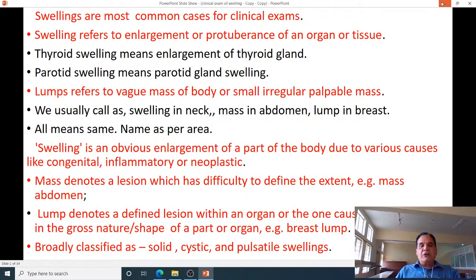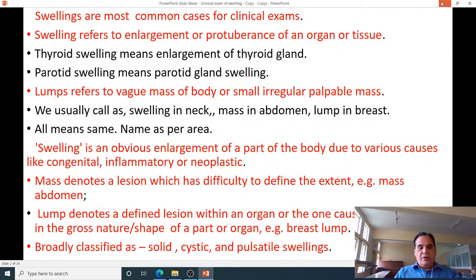Swelling refers to enlargement or protuberance of an organ or tissue, wherever it is occurring from. Whichever organ or tissue it is, it is an enlargement. Swelling is an enlargement of a tissue for all practical purposes. What type of tissue? Anything. Thyroid swelling, we mean thyroid enlargement, a nodular thyroid or thyroid goiter. Parotid swelling, we mean parotid gland enlargement, whether of different types, the commonest being a Warthin's tumor or adenolymphoma, or you can call it different tumors.